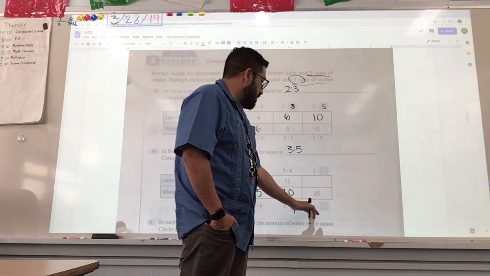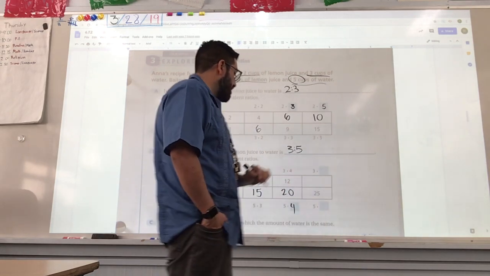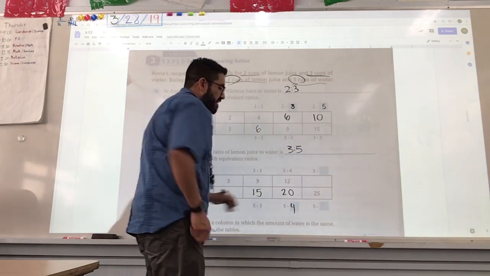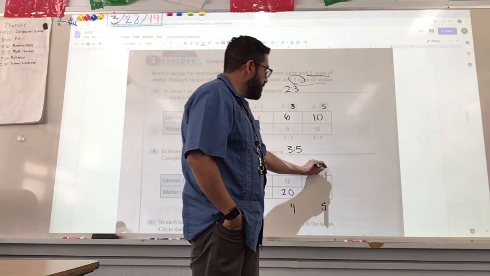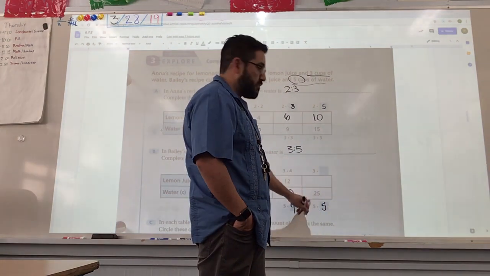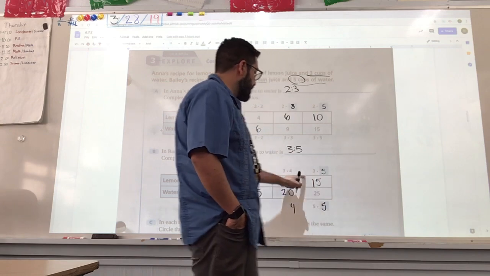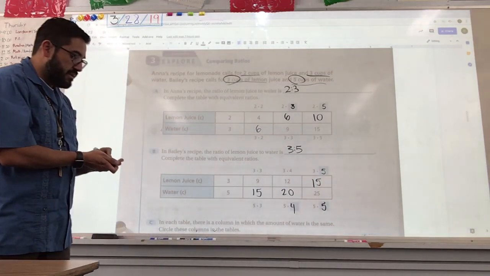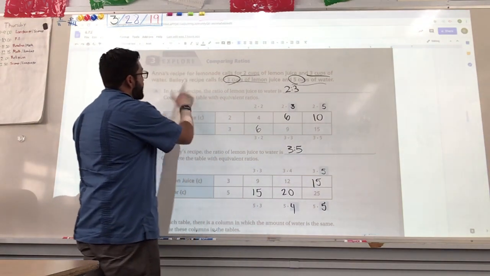Okay, and then over here we have 3 times blank is blank, and then 5 times blank is 25. So I'm going to go right here. I know 5 times 5 is 25. Okay, that means I'm going to multiply 3 because we want to keep our ratios similar. We're going to multiply 3 by 5. 3 times 5 is 15. So that's my new ratio for Bailey's lemonade, or lemon juice, whatever it is, lemonade.